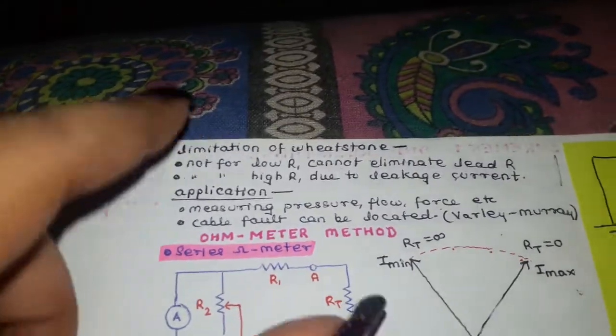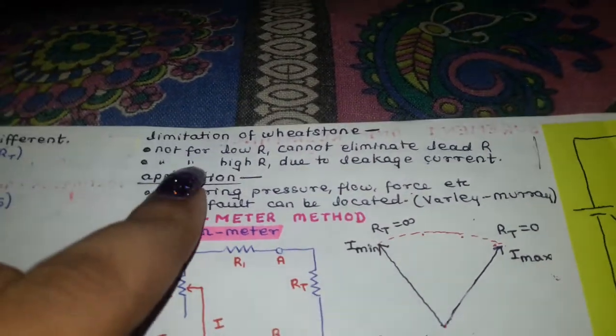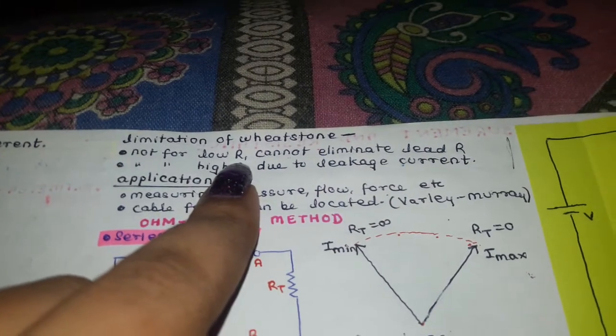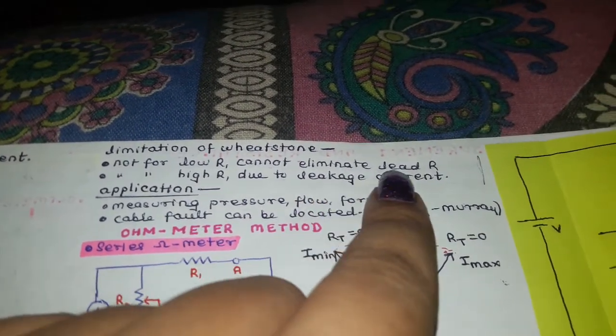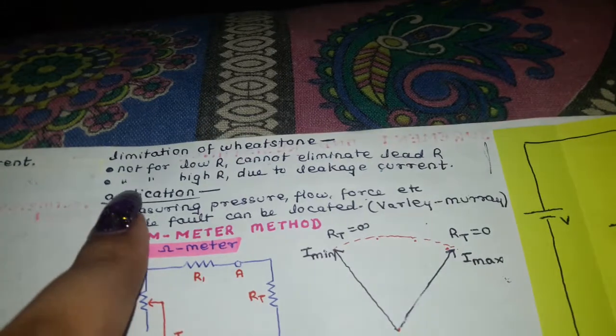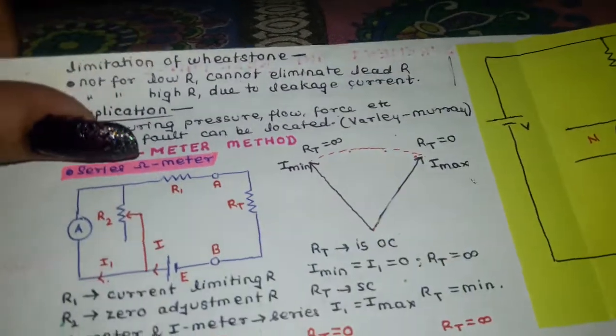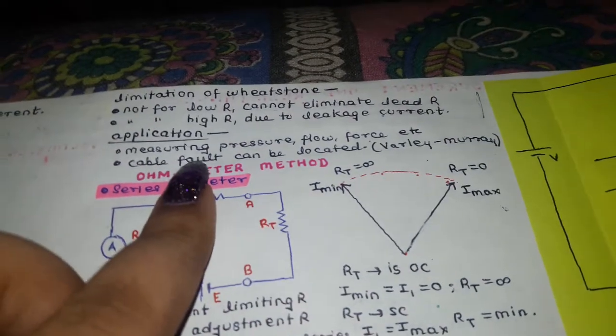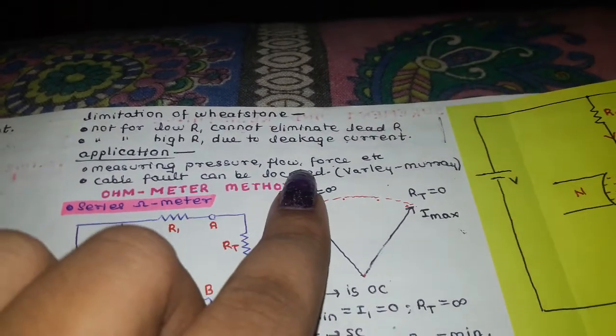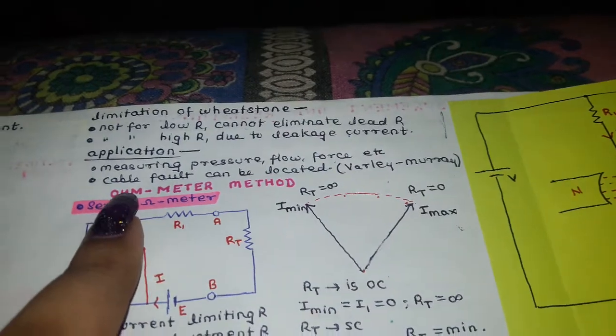Then we have limitations of the Wheatstone bridge. It is not suitable for measuring low resistance because it cannot eliminate lead resistance, and neither is it suitable for measuring high resistance due to leakage current. Then we have some applications of the Wheatstone bridge, and that is for measuring pressure, force and flow, etc. Then locating cable faults.